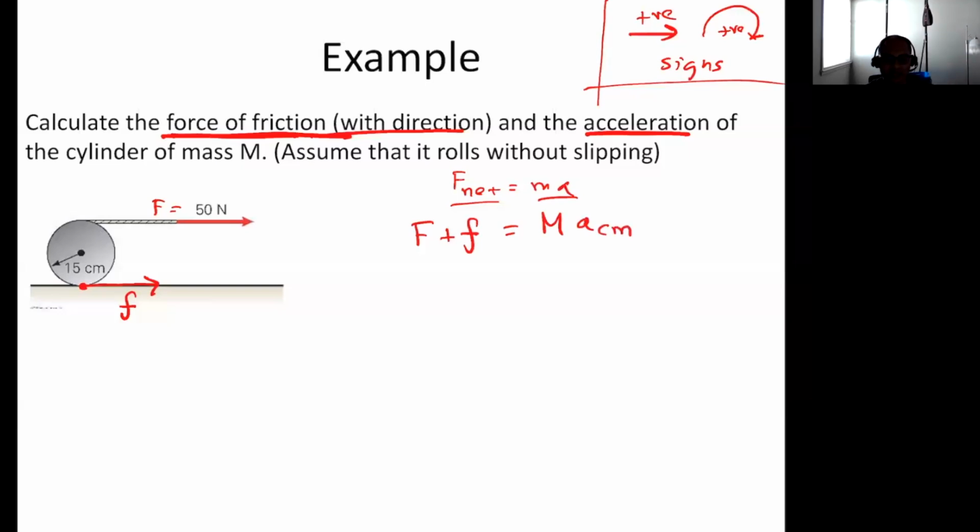Now, this equation is not enough because there are two unknowns in the problem, the friction and also the acceleration of the center of mass. So both of those are unknowns. So unfortunately, this equation will not be enough. We will need one more equation to solve for two unknowns, right? That second equation will come from net torque equals I alpha.